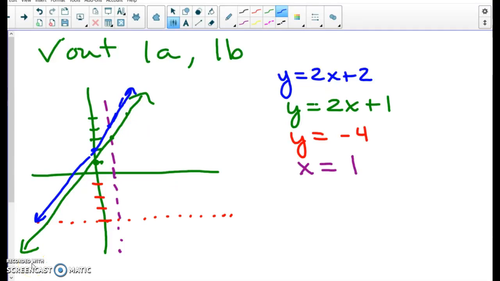Hey, welcome back. We are looking at the Check It Out problems 1A and 1B. We're just going to do 1A for now, they're both quite similar.